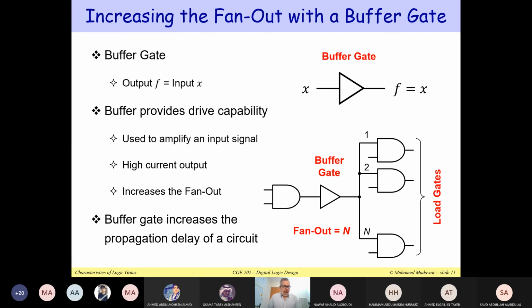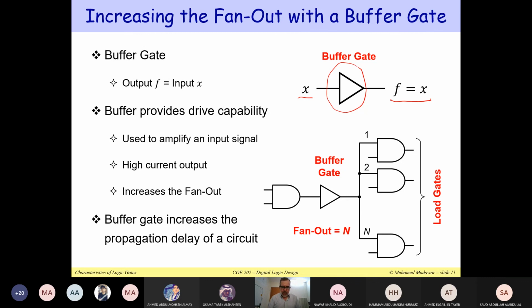Now, the way that circuit designers increase the fan out is they use a special gate, which is called the buffer gate. The buffer gate is drawn like an inverter, but it does not do any kind of inversion. This is a buffer gate, which is shown here. The input is X, the output is also X, so the output is equal to the input. So what is the benefit of having a gate whose output is equal to its input? This buffer gate amplifies the input signal. It can provide a high current output.